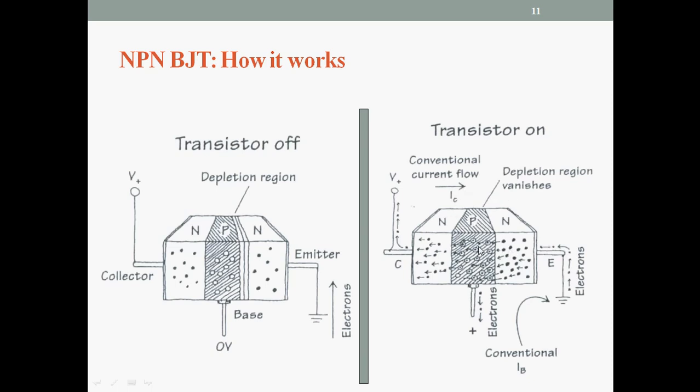Because there is a flow of electrons, the depletion layer vanishes. You can see here there is no depletion region, and this state of the transistor is called the on state, or the transistor is in the on state.